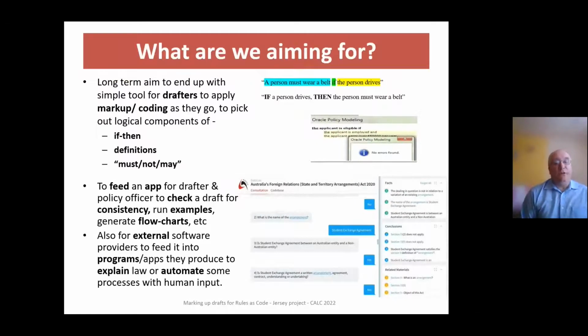Before we start, just to look at where we're heading for, we want to get something so that drafters can mark up in order to feed that into some sort of an app that will check your draft for you, that you can use to check it against examples, cases, and that you can use to generate flowcharts and decision trees and that sort of thing to make sure that you and the instructing officer are both on the same page with something. We'd also hope then that that would be able to feed into external software providers producing something that was more sophisticated.